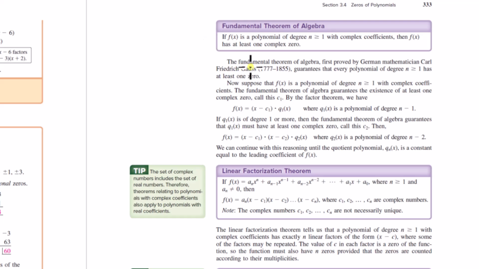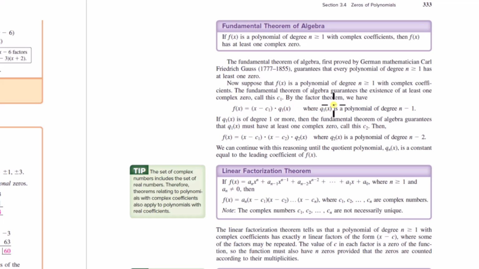Okay, so it says the fundamental theorem of algebra, first proved by German mathematician Carl Friedrich Gauss, guarantees that every polynomial of degree n greater than or equal to 1 has at least one 0. Now, suppose that f of x is a polynomial of degree greater than or equal to 1 with complex coefficients, the most general polynomial. The fundamental theorem of algebra guarantees the existence of at least one complex 0. Let's call this C1. Again, this could be a real 0 as well. It's just any number, real or imaginary.